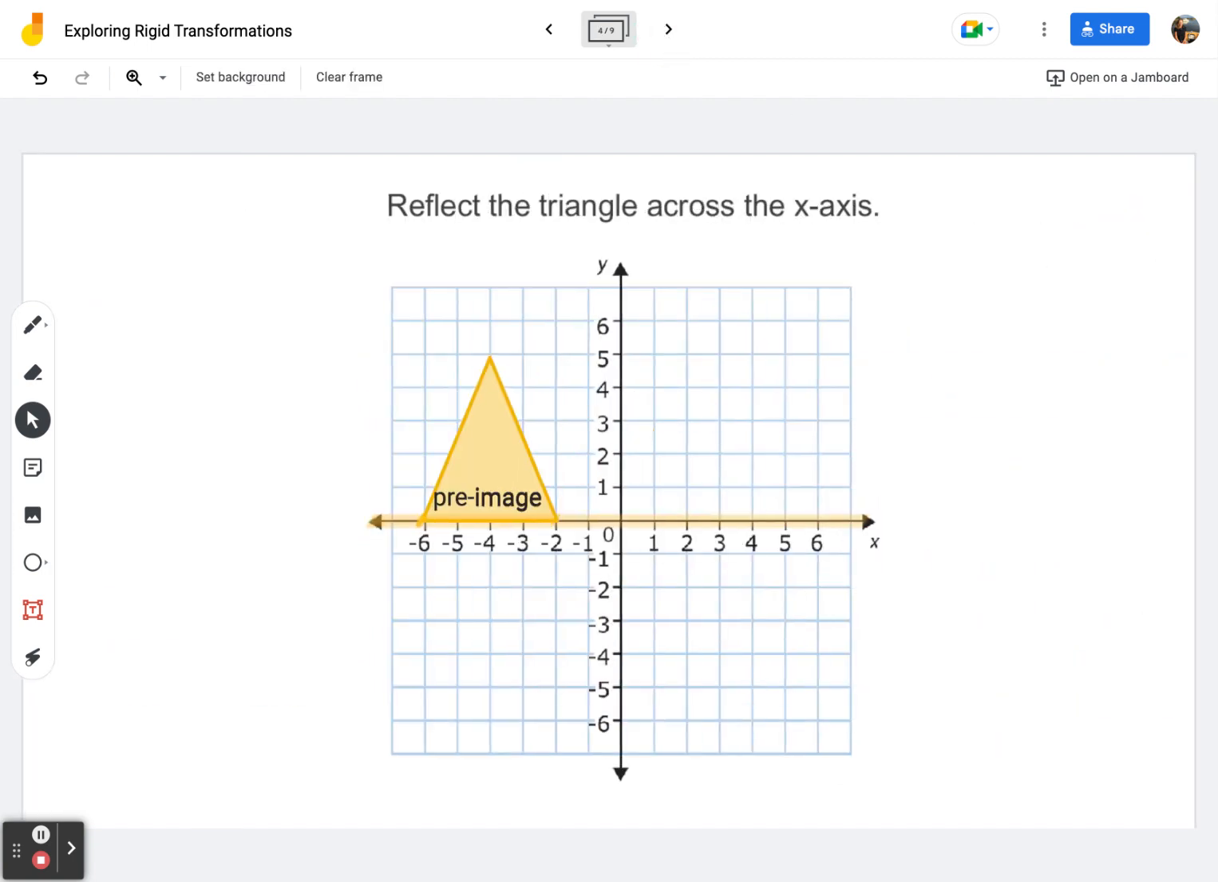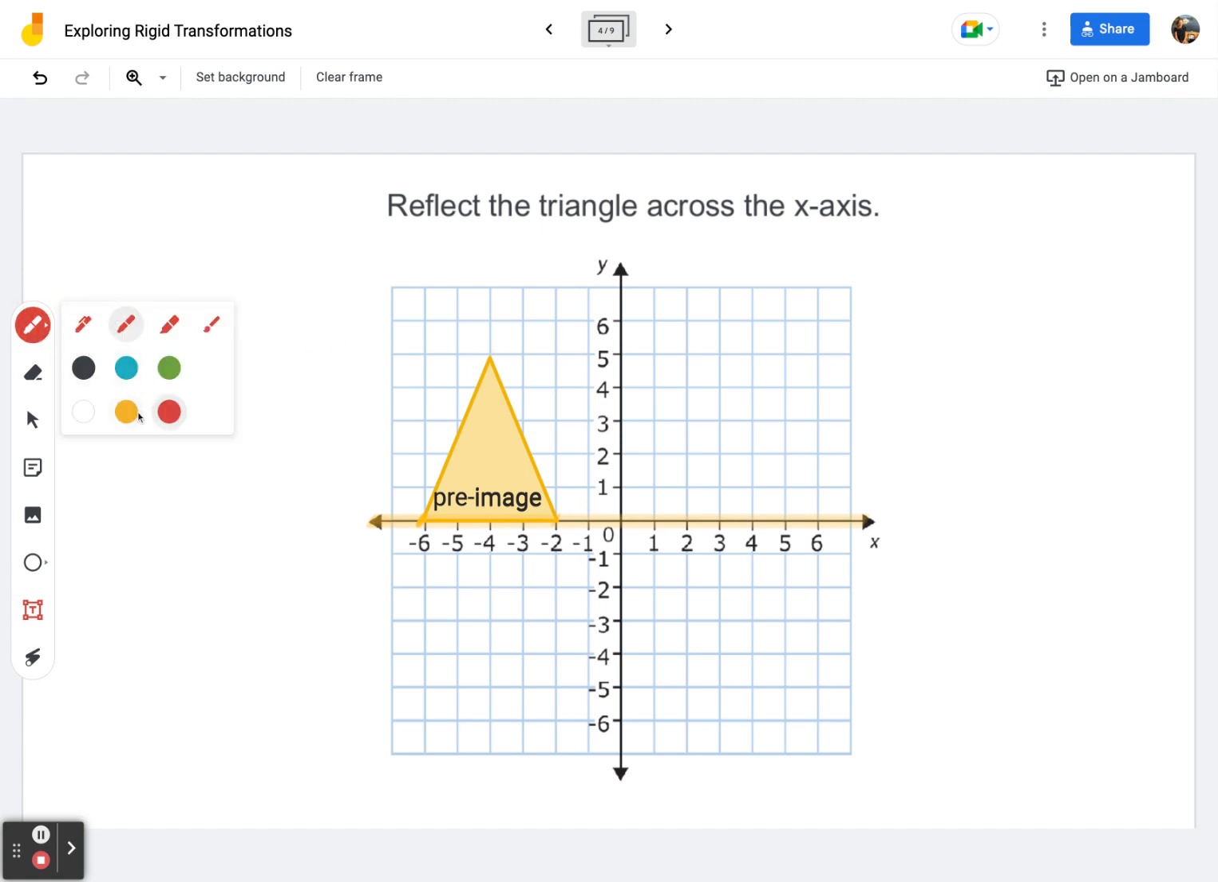Now we're going to look at a reflection. We're reflecting this triangle across the x-axis. I want you to picture folding this coordinate plane, with the triangle on it, right over the x-axis. This pre-image triangle is currently pointing up. After the reflection, it will point down.